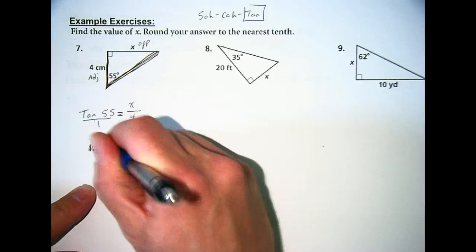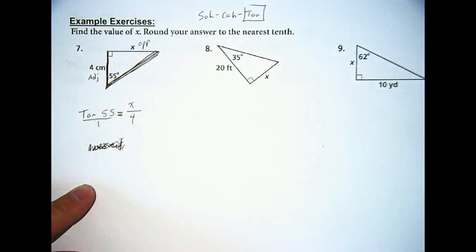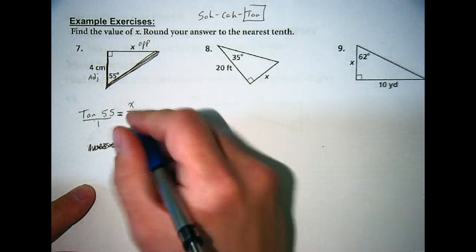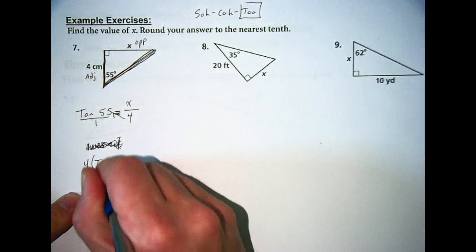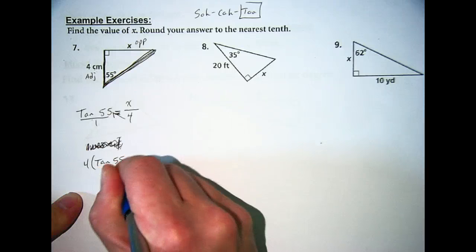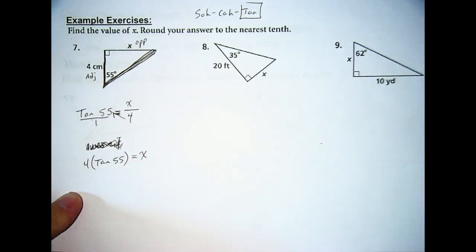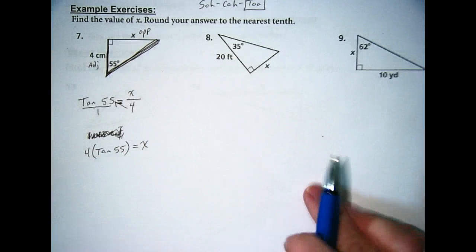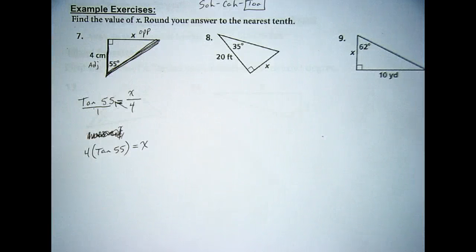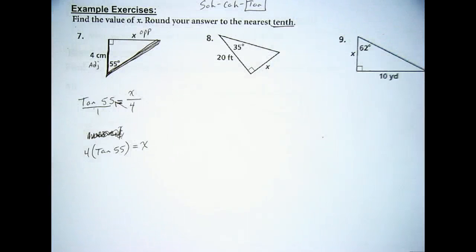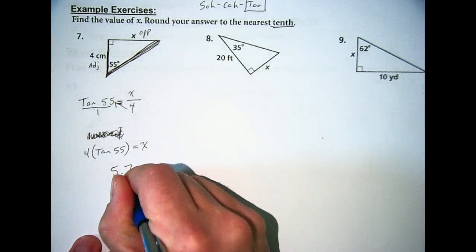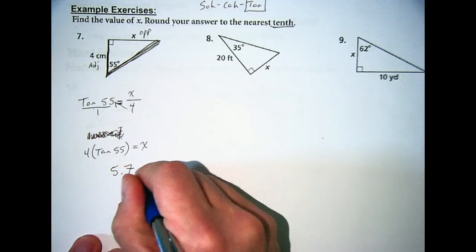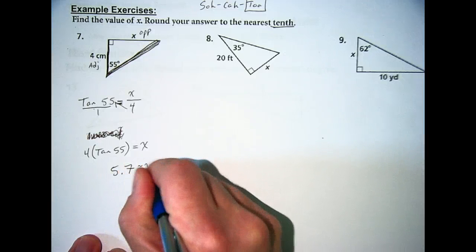So I'm not going to say 1.43. We're going to actually use the word tangent. So on your calculator, if you cross multiply or multiply both sides by 4, that gives you tan 55 times 4 equals x. Everyone calculate what 4 tan 55 is. I think we'll round to the nearest tenth today. 5.71, which is 5.7 is x.